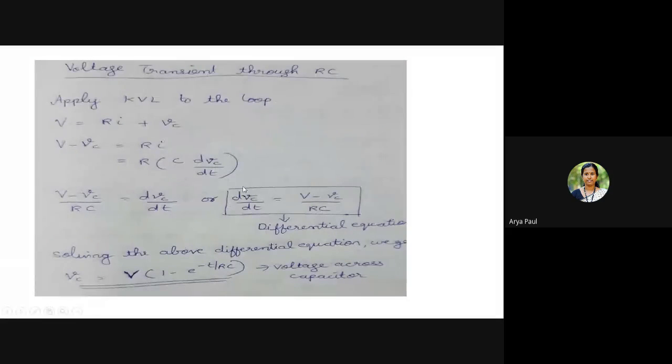So we were discussing the RC circuit. Next is the voltage transient. We need to find out how the voltage varies when we switch on the circuit through an RC circuit. So what is the voltage variation, or what is called the voltage transient?